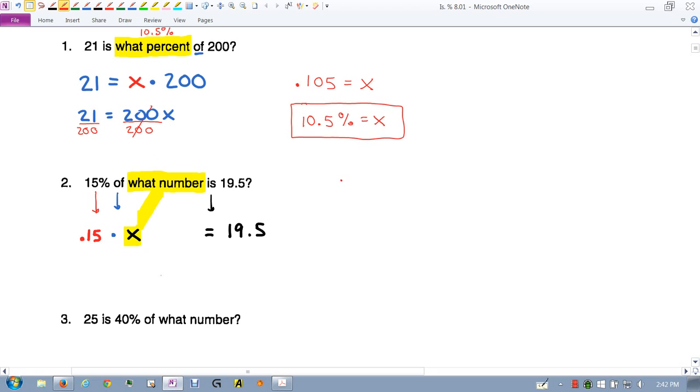I'm just going to rewrite it all over here. 0.15 times x equals 19.5. So I don't need the dot between the 0.15 and the x because it's multiplication. I just put them side by side.